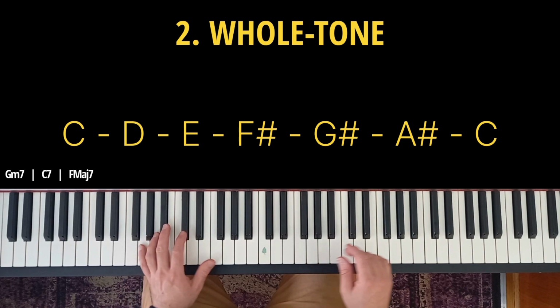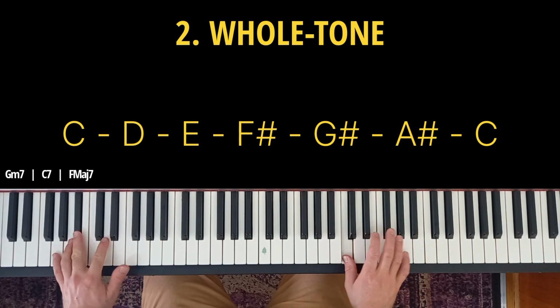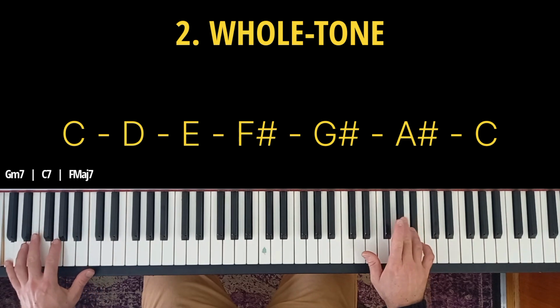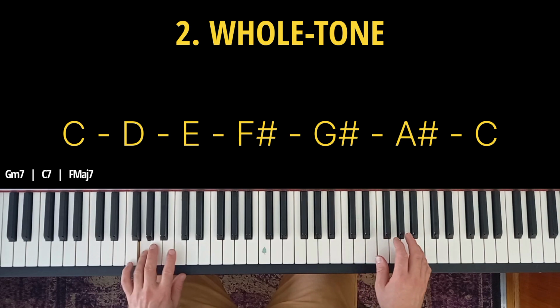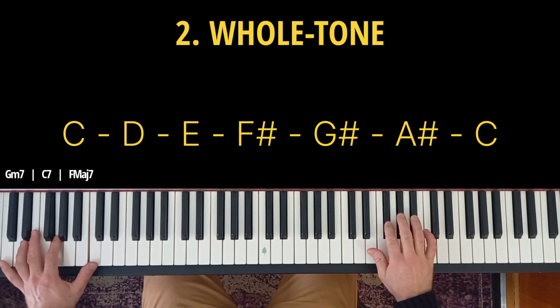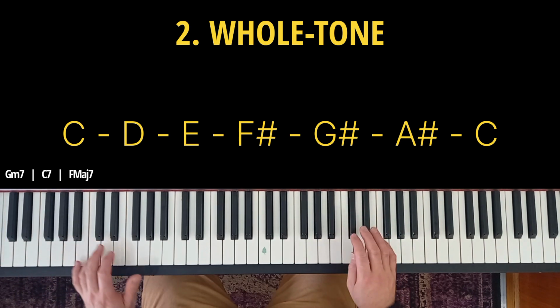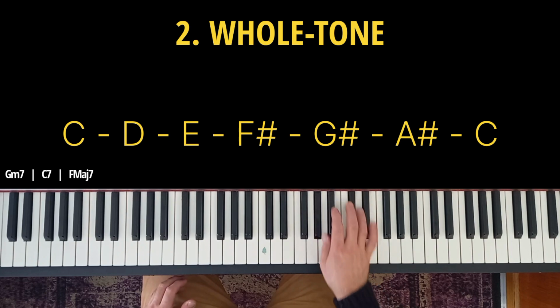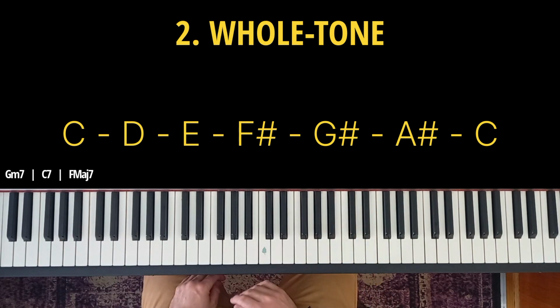Okay, so now I'll show you in context in a 2-5-1 in F major. Notice I'm still resolving it nicely. I wanted to keep going with that scale, but then I just slipped into the resolution there, which is kind of cool. Okay, that's the whole tone scale. That's one of the approaches you can take.